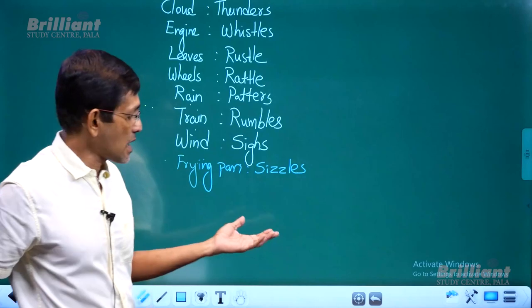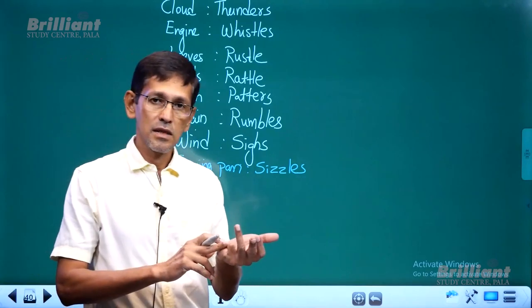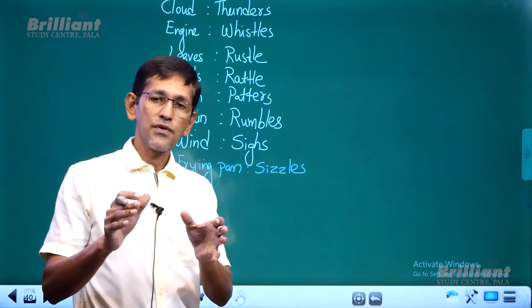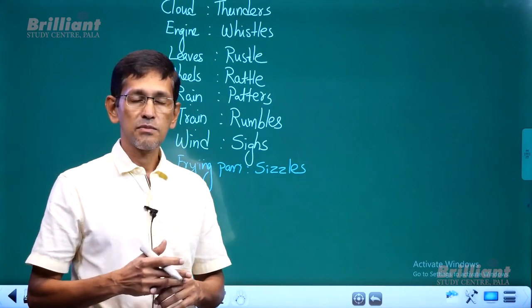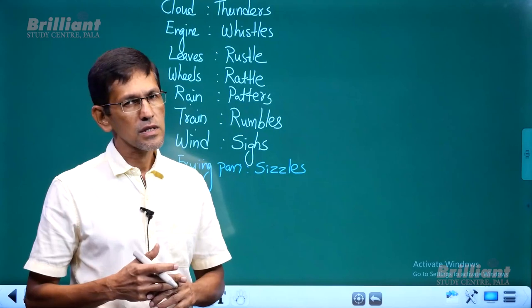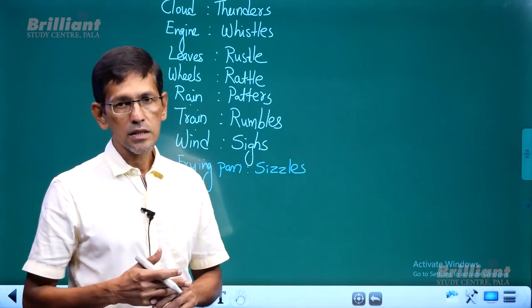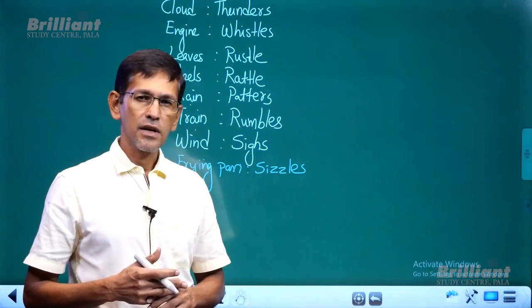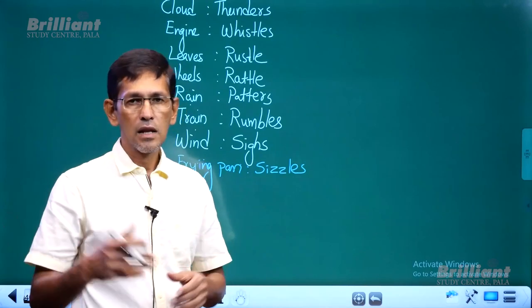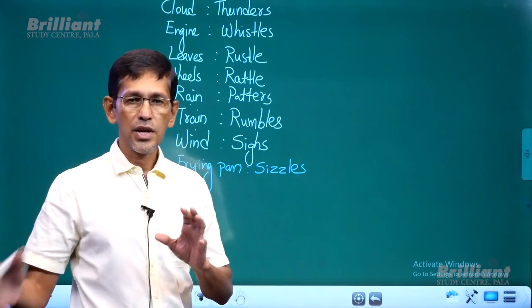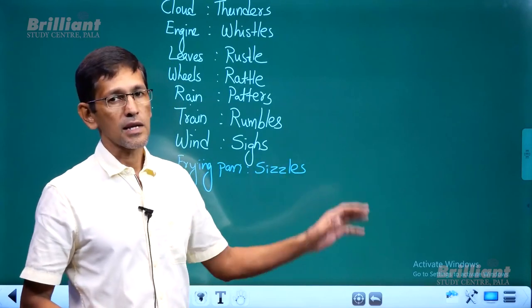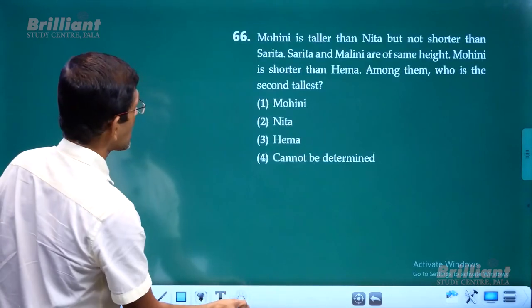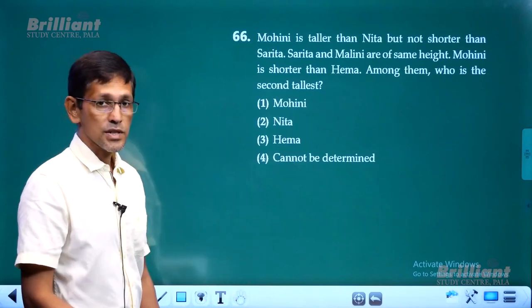And many other things as well, actually. Apart from this, you may have phobias. So what's the cause for the phobia and the phobias? That is another set of questions that comes under the category, what is it? Verbal analogy. Then you have country and their capital, country and their currency. All those things come under the category verbal analogy. Now we have question number 66.